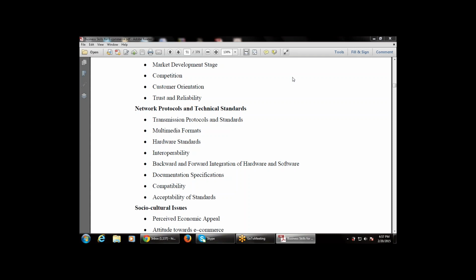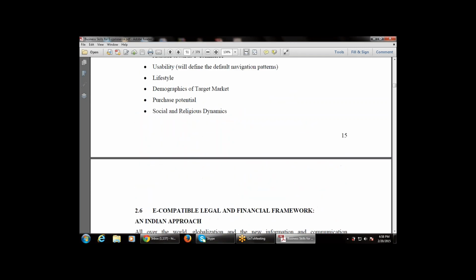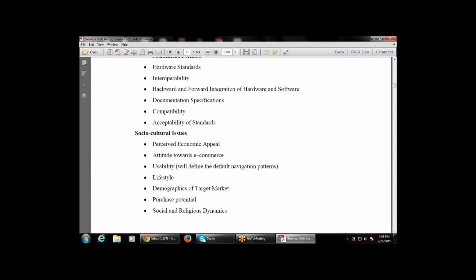Then the next one is socio-cultural issues, which is the next issue that is available for e-commerce. So these are the various socio-cultural issues. One is perceived economic appeal. Perceived economic appeal means there is a customer cost-benefit analysis that is used for e-commerce.